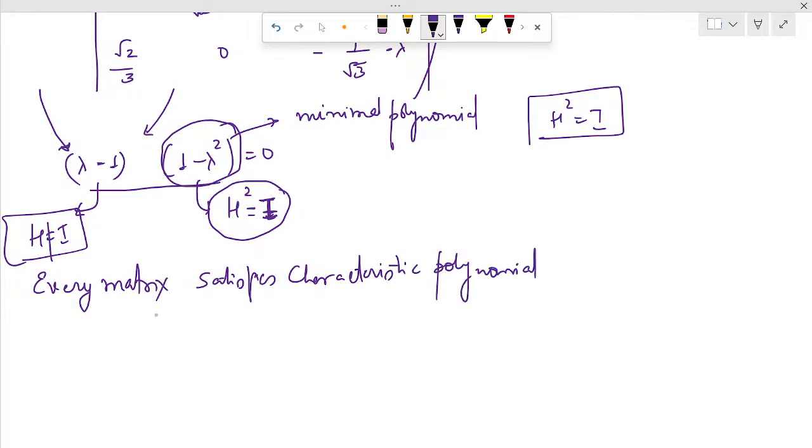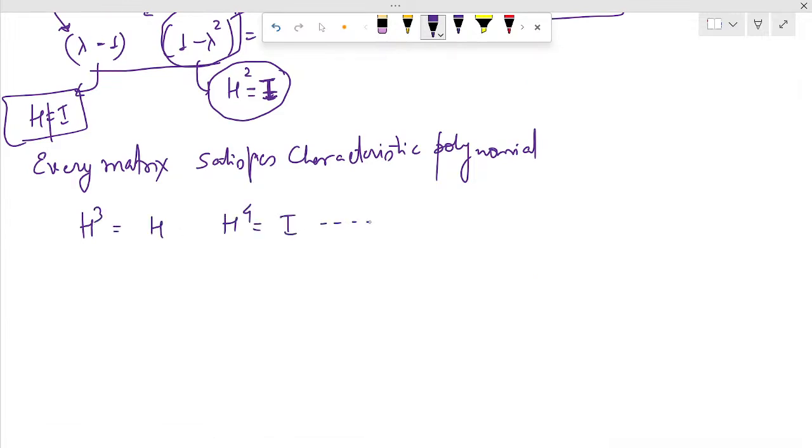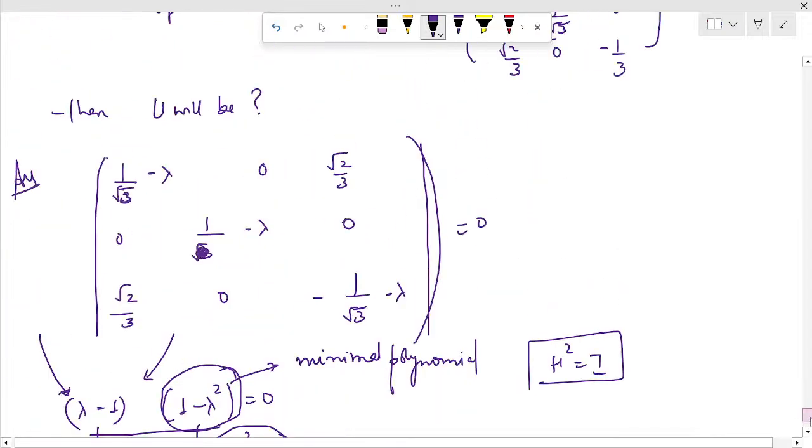And if it satisfies the characteristic polynomial, h cannot be identity. So obviously h square has to be identity. If h square is identity, then you know that your h cube would be simply h, your h power 4 would be again identity, and so on and so forth.